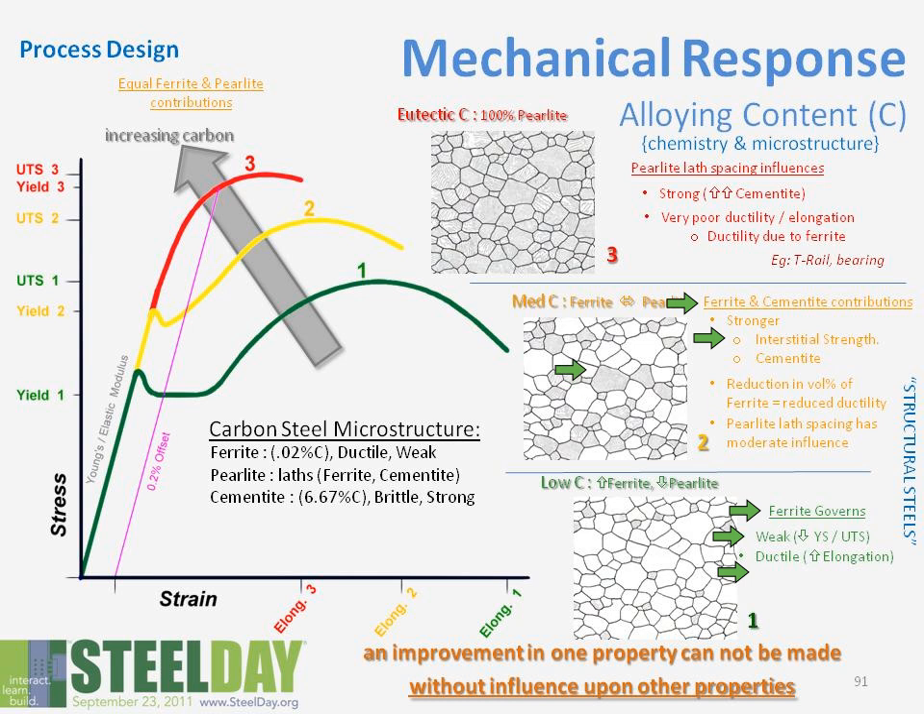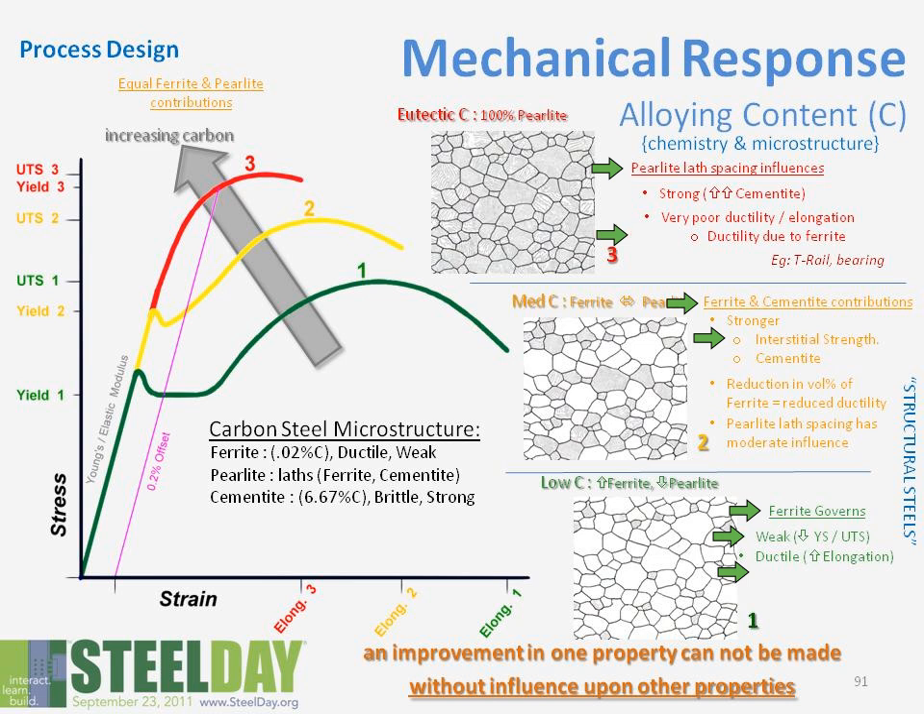As we go to very high carbon levels, we have no interaction from the ferrite. It's still there between the cementite laths. We have all our structure based upon this very strong cementite. As a result, we get very poor ductility.